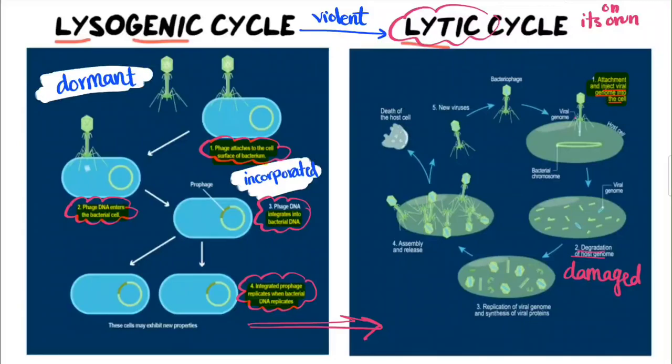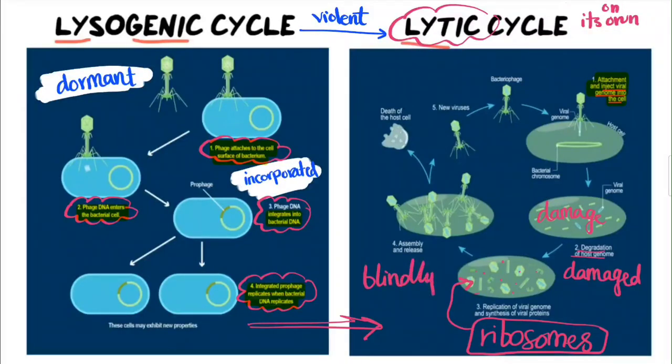It injects its genome inside, the genome enters, and right after that, it's going to damage the host cell DNA. Then, after it's damaged, the cell components of the bacteria, such as the ribosomes, are going to work for synthesis of the proteins in the components of this virus. It's working, but not for itself. It's blindly working. It doesn't know. It's doing it for the virus.